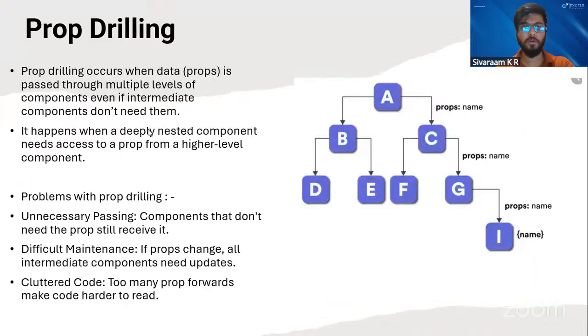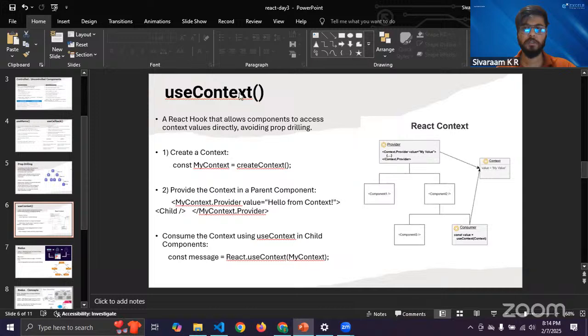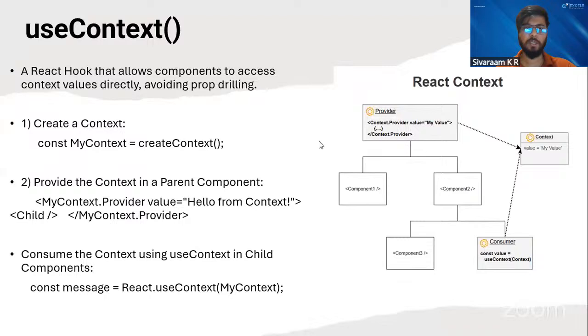Whenever you go to any React interview, this is a most commonly asked question: what is prop drilling and how do you avoid it? Whenever there are multiple components, you need to pass the data multiple times. To avoid that, you'll use context. Okay, so what is useContext? useContext is nothing but an inbuilt hook with which you can access the value directly.